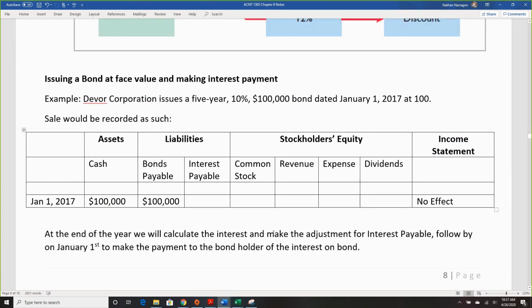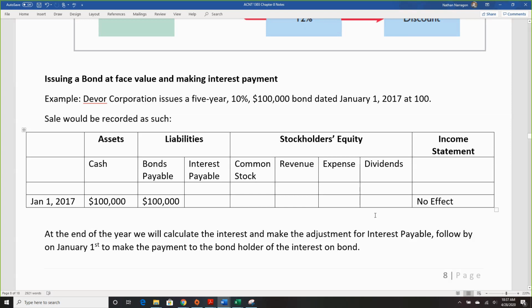So, how will we account for this in our T-accounts? Well, first, we're going to account for the issuing of a bond, and we're going to look at face value first. Okay? So, again, we're going to issue the bond at its par value.